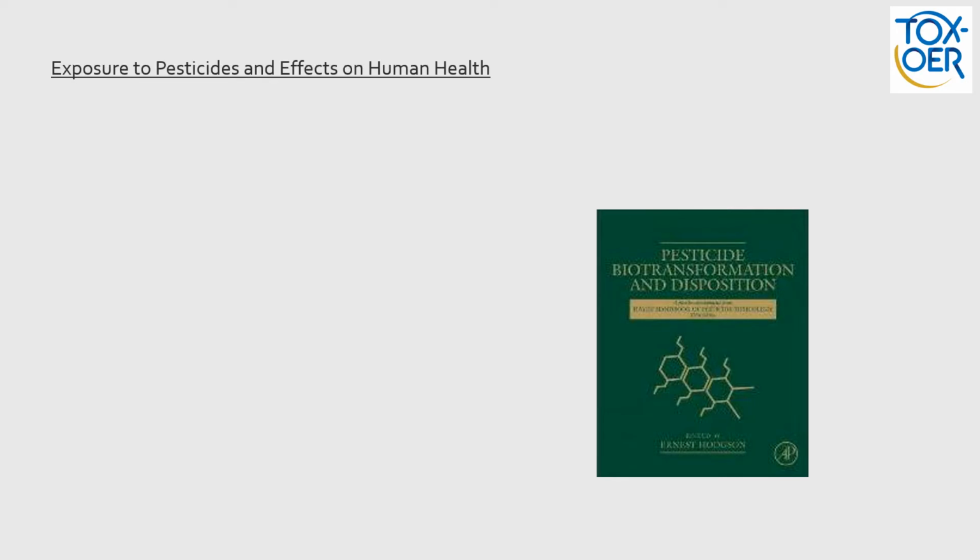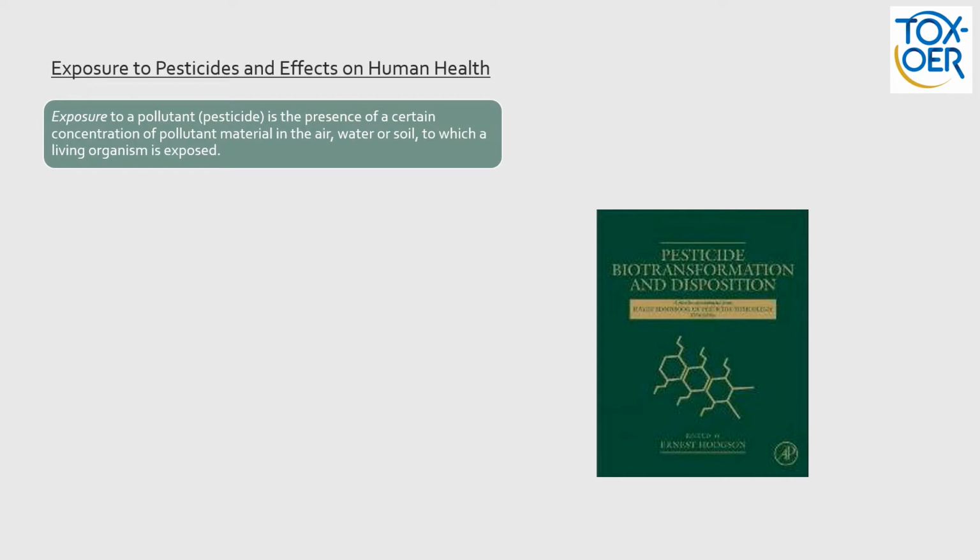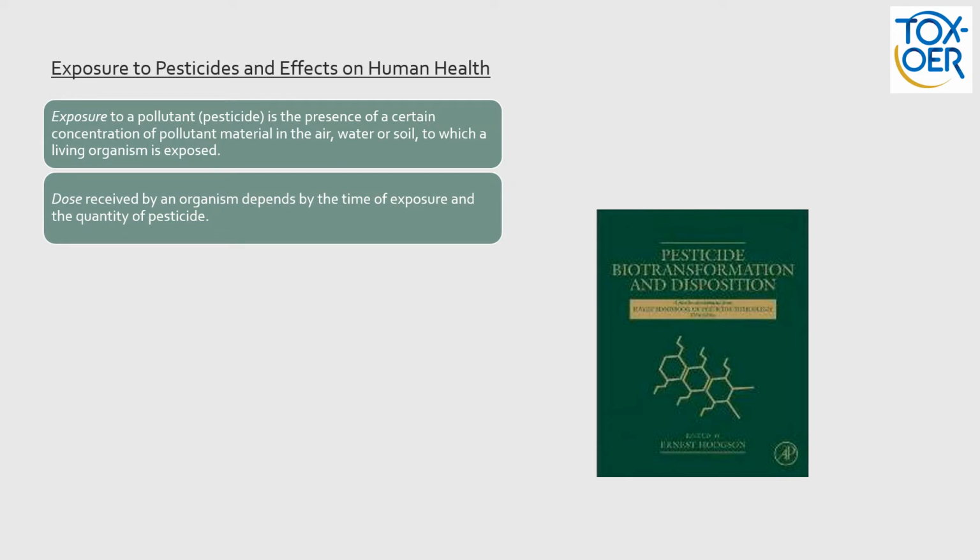Exposure to pesticides and effects on human health. Exposure to a pollutant is the presence of a certain concentration of pollutant material in the air, water or soil, to which a living organism is exposed. The dose received by an organism depends on the time of exposure and the quantity of pesticide.